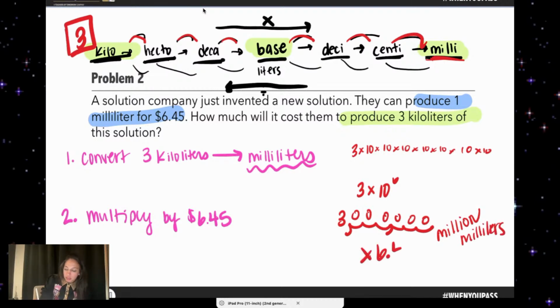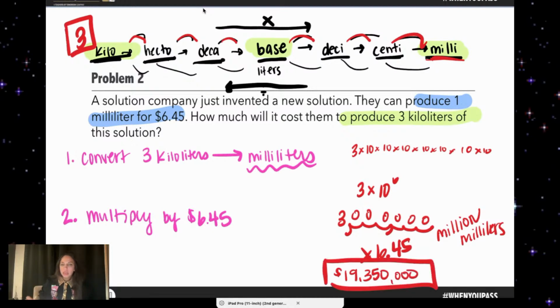Multiply that by $6.45. 3 million times 6.45. My calculator is locked. 19,350,000 is our answer.